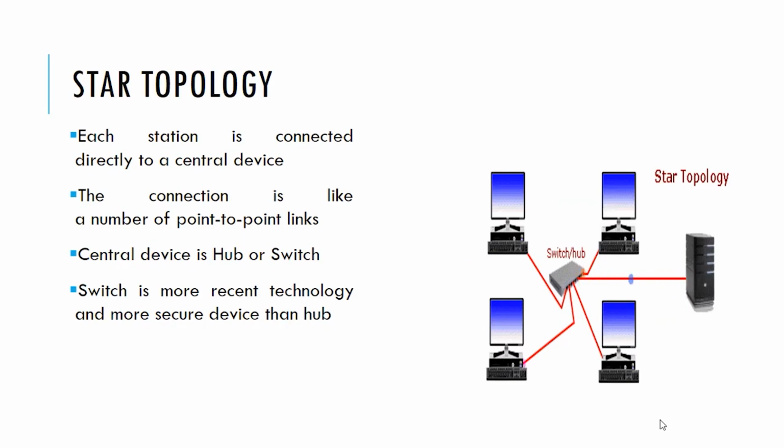The star topology. This is the most well-known, the most common topology that is used nowadays in networks. The star topology depends on connecting each station directly to a central device as seen in the image. The connection is like a number of point-to-point links. Each machine looks like being connected in a point-to-point link to this central device.